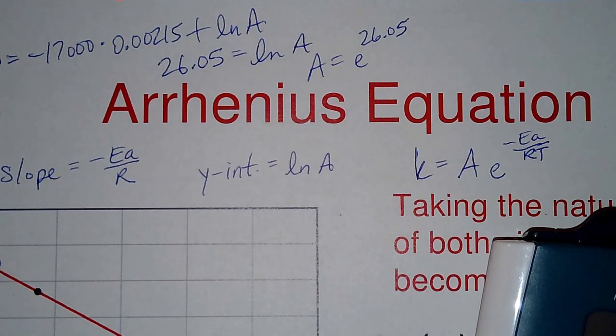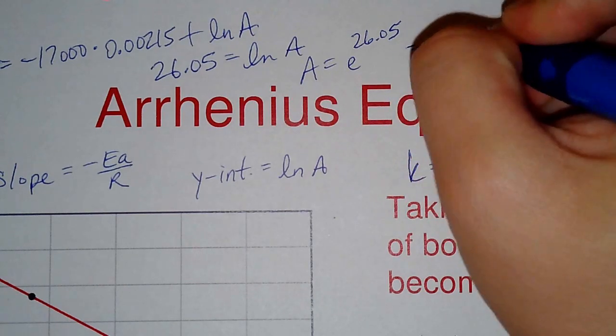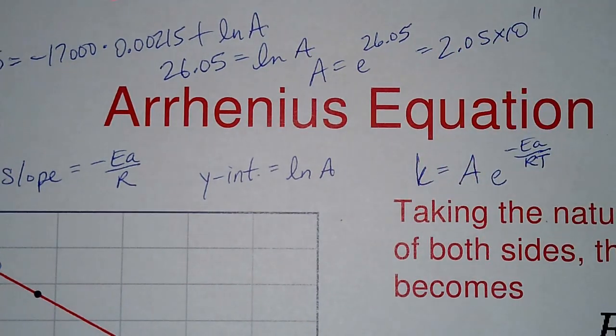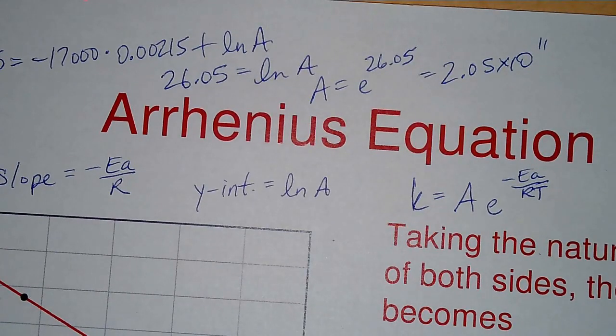So I get 2.05 times 10 to the 11 for my A value. And remember, A is our frequency factor, so our probability of getting a good collision times the number of total collisions. So frequently A is a large number.